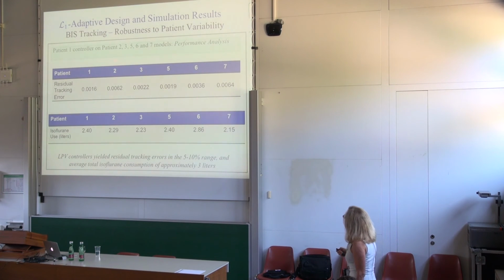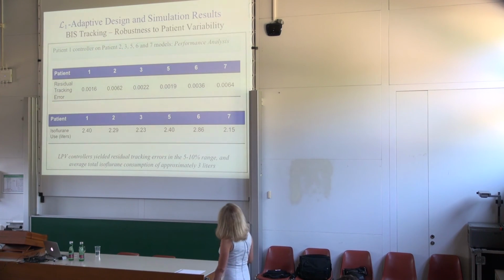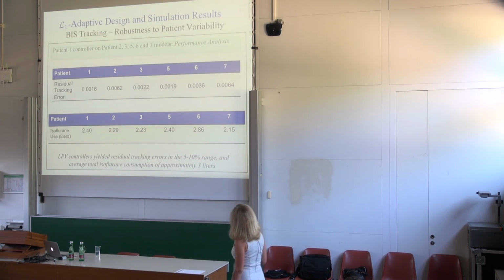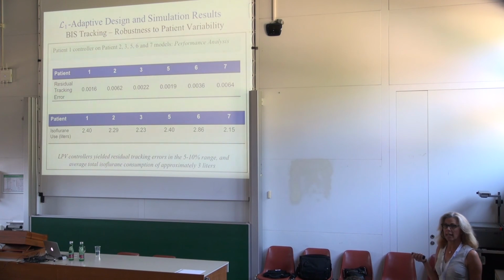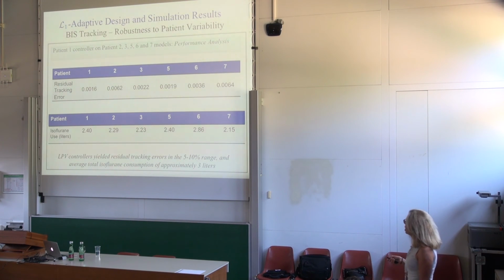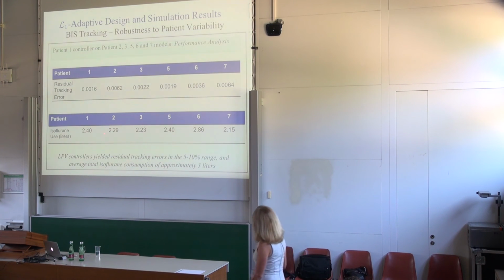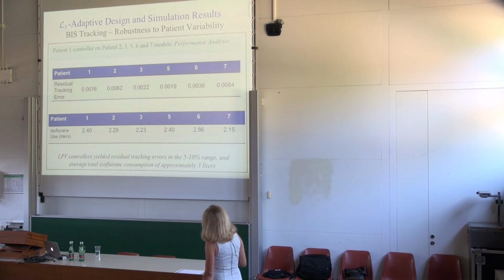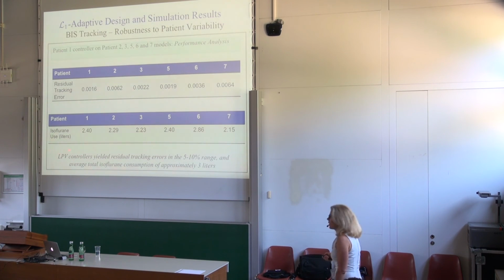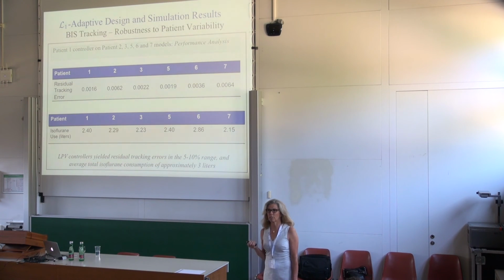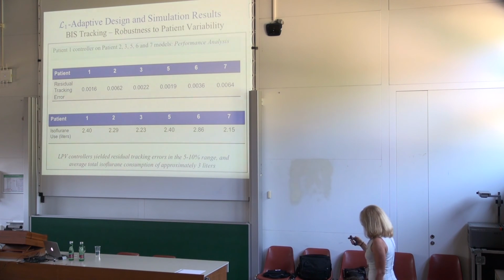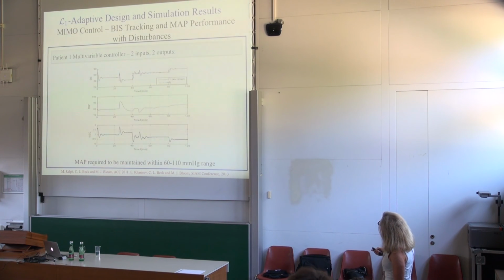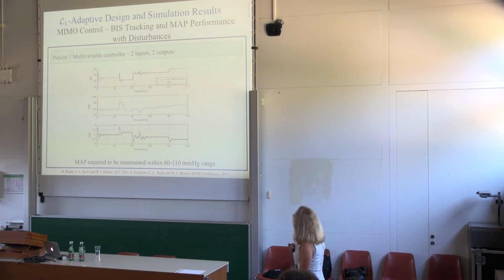So just looking at if we use the patient 1 controller on all the other models, some additional performance analysis. We looked at the tracking error and the isoflurane usage. One of the goals we said we wanted to attain originally was to optimize the dosing. So we looked at the simulated consumption of isoflurane and compared that to our other controllers. We compared it to the LPV controllers over the same time range and to our original, basically the isoflurane consumed when the anesthesiologist was a controller. And then we also looked at actual MIMO designs.